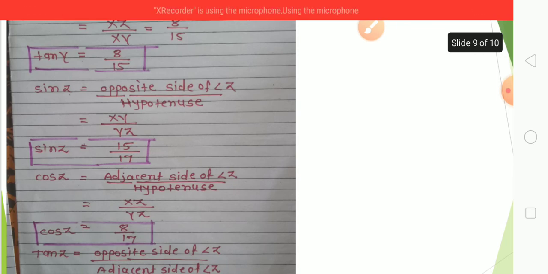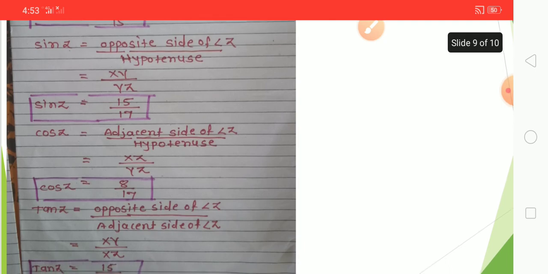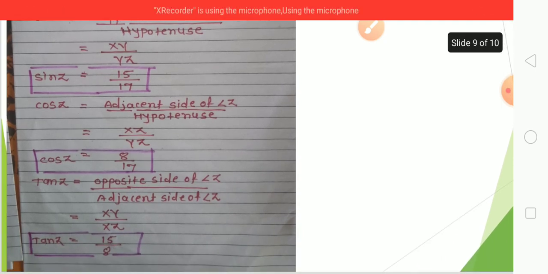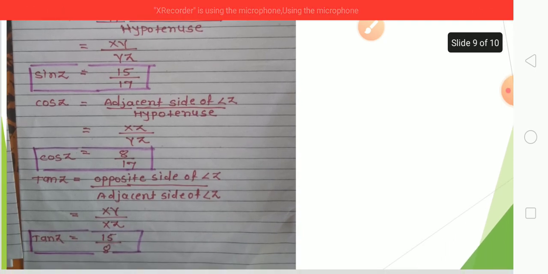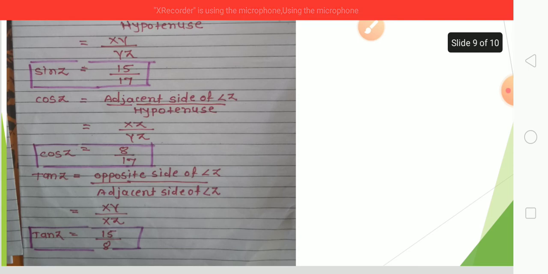Then cos z is equal to the adjacent side of angle z upon hypotenuse, so xz upon yz, so 8 upon 17, that is cos z. And tan z is equal to the opposite side of angle z upon the adjacent side of angle z, so xy upon xz, and tan z is equal to 15 upon 8.